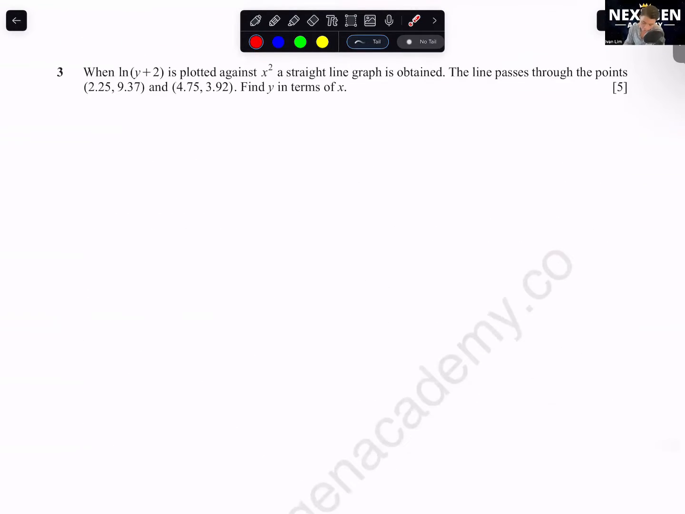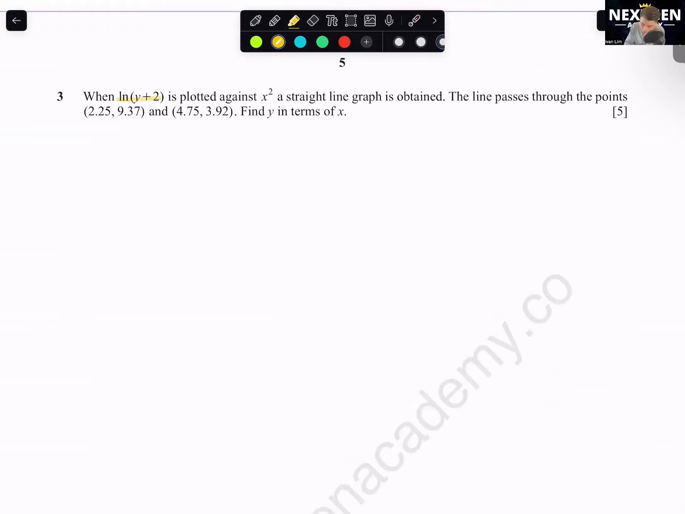Question 3. When ln y plus 2 is plotted against x squared, a straight line graph is obtained. Okay, so this is the big Y equals m big X plus C question. The line passes through the points 2.25, 9.37, and this point. Find y in terms of x.